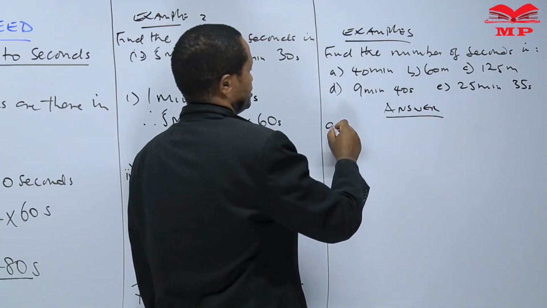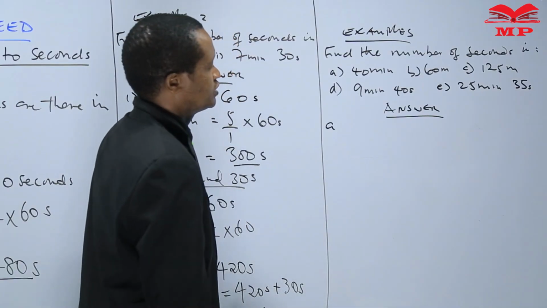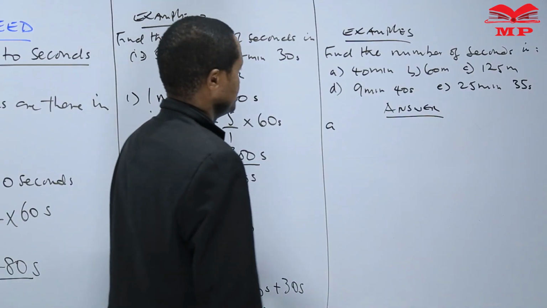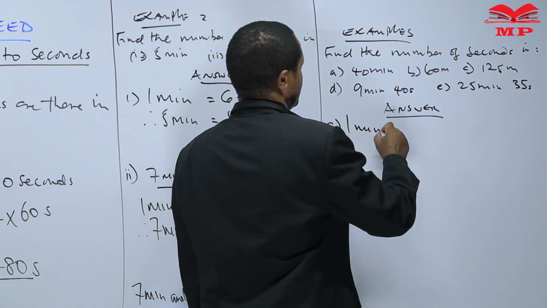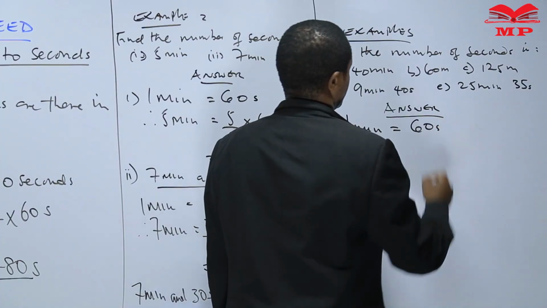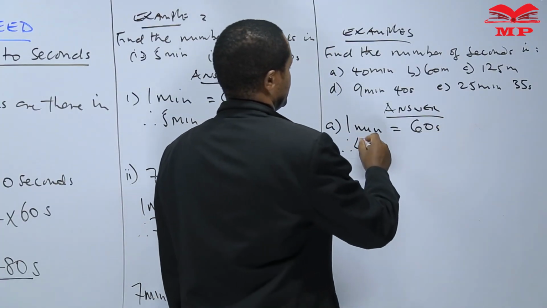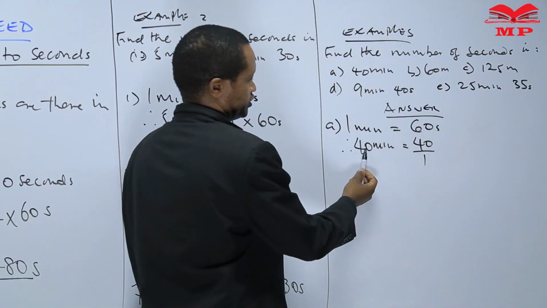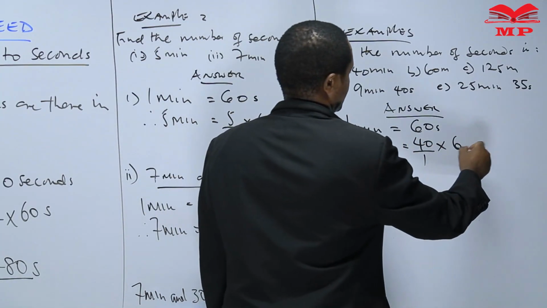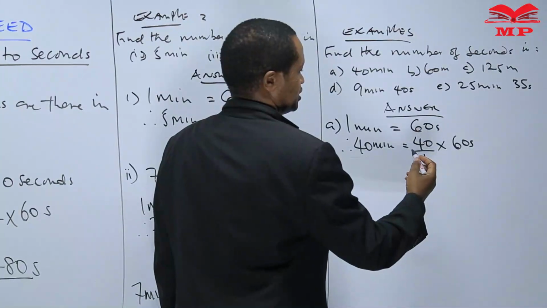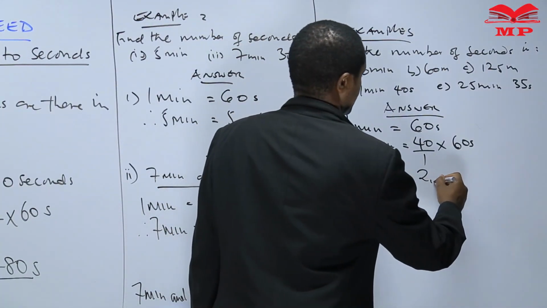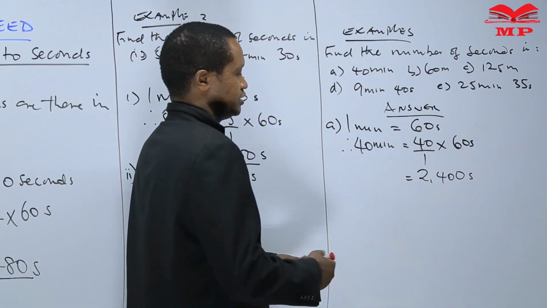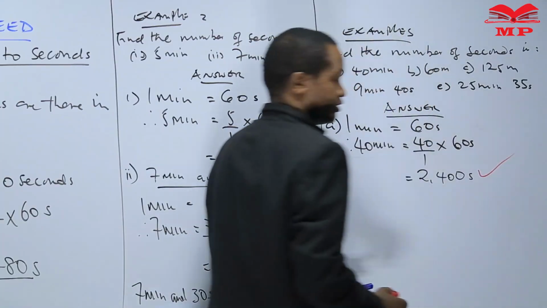So part A, you're supposed to find the number of seconds in 40 minutes. So 1 minute we said is equal to 60 seconds. Therefore 40 minutes will be equal to 40 over 1 times 60 seconds. 40 times 60 is equal to 2,400 seconds. This is correct.